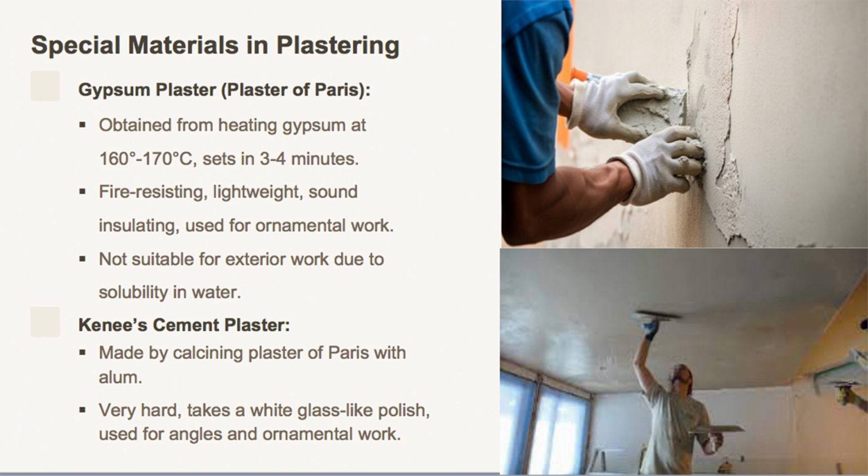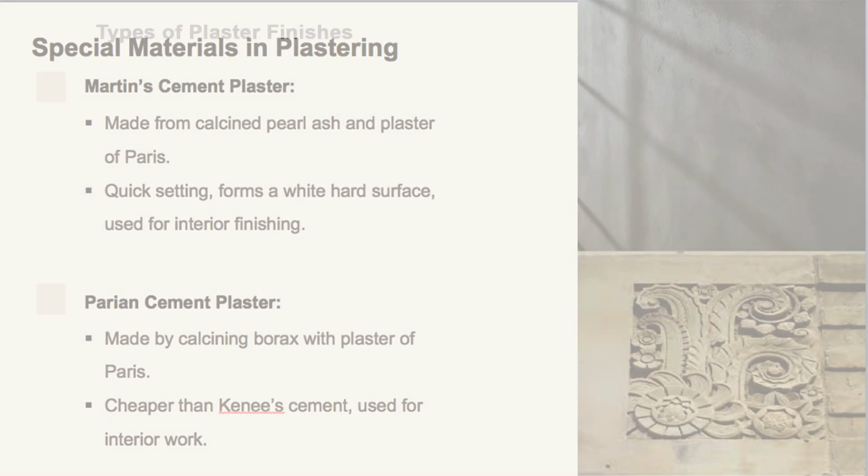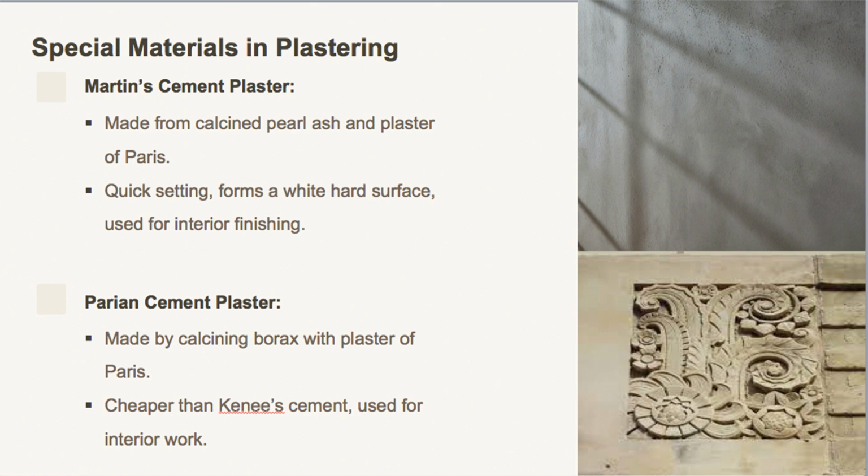Next, keen cement plaster, derived from calcining plaster of Paris with alum, produces a hard polished surface that is ideal for angles, skirtings and decorative plastering due to its glass-like finish. Similarly, we have Martin cement plaster, created by calcining pearl ash with plaster of Paris, which sets quickly to form a durable white surface suitable for internal finishing work. We also have Parian cement plaster, which is cheaper than the keen cement used for the interior work.